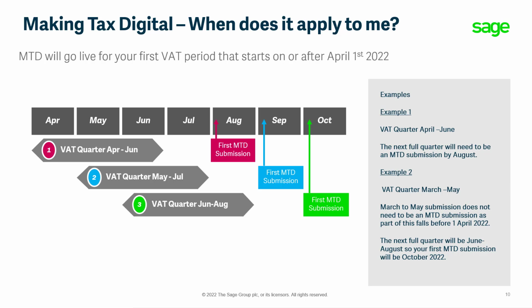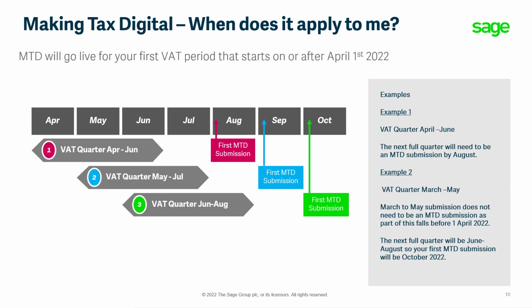So let's now take a look at when you will need to make your first Making Tax Digital submission. Your first Making Tax Digital submission will be your first full VAT period after April 1st. So for monthly, this will mean your first return for April will need to be submitted under Making Tax Digital rules. If you submit on a quarterly basis, then it will be your first full quarter after April 1st. So for example, if your first VAT period is April to June, then this submission will need to be completed and submitted digitally by August the 7th.